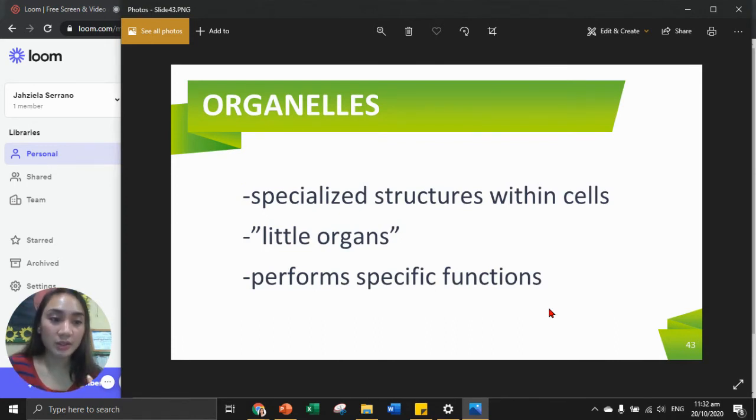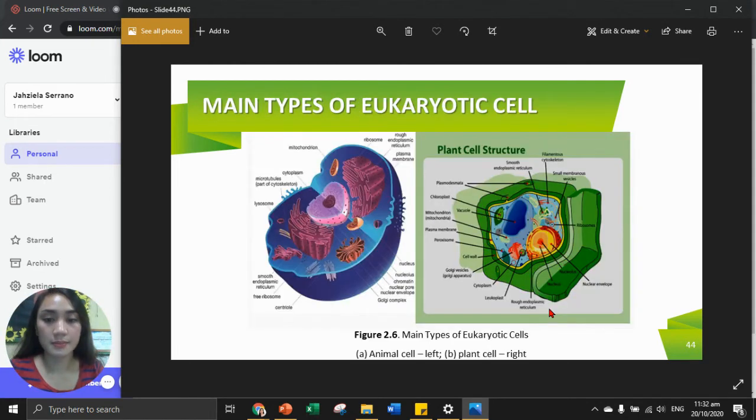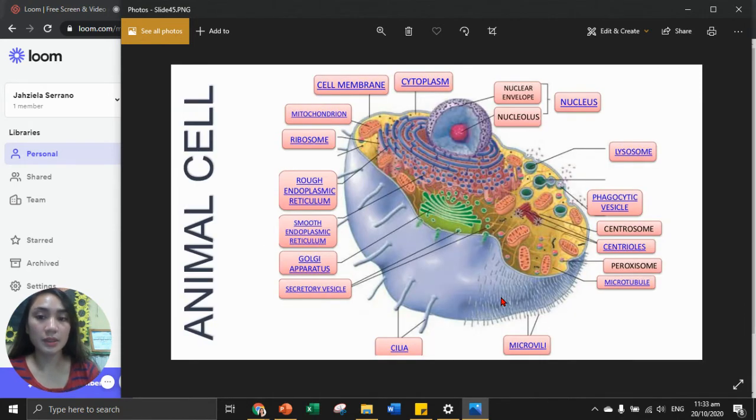Organelles, which I've been mentioning earlier, are specialized structures within the cells. They're inside the cells, little organs, and they perform specific functions. These are the main types of eukaryotic cell: the animal cell, on your left, and the plant cell, on your right, the green one. We'll be focusing mainly on the animal cell.